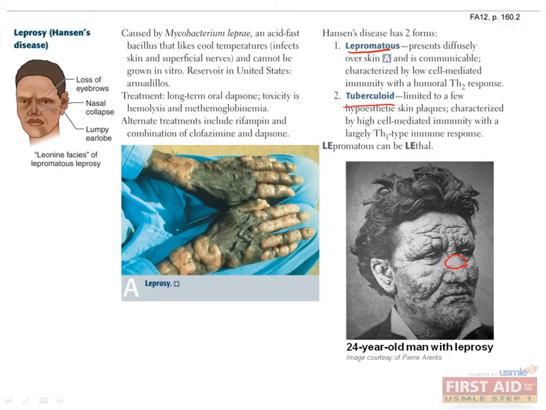Lepromatous leprosy, on the other hand, is the more severe form of leprosy that can occur in immunocompromised hosts with weakened T-cell immunity. These patients present with nodular growths and thickening of their skin, which compromises underlying tissue function. Patients will also have stocking and glove peripheral neuropathy.